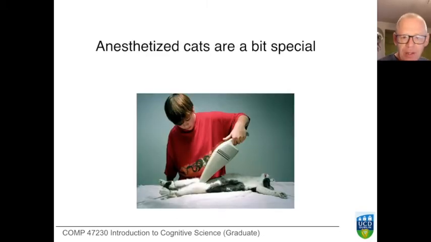The first thing is that groundbreaking work that won the Nobel Prize was based on anesthetized cats. The internet's great, look at that picture. Anesthetized cats are a bit special. They're not normal cats. Normally a cat is awake and behaving, and vision is part of the means by which it engages with the world. There can be no meaningful engagement with the world from an animal in an anesthetized state.